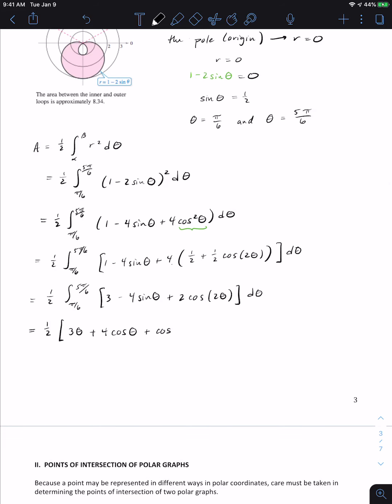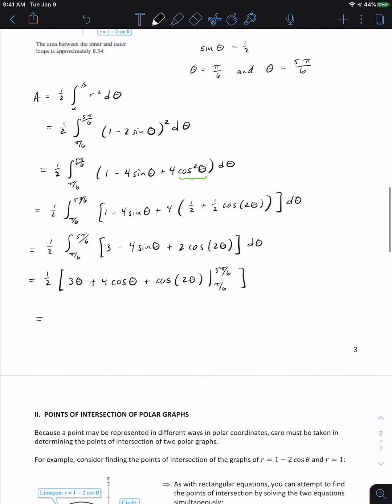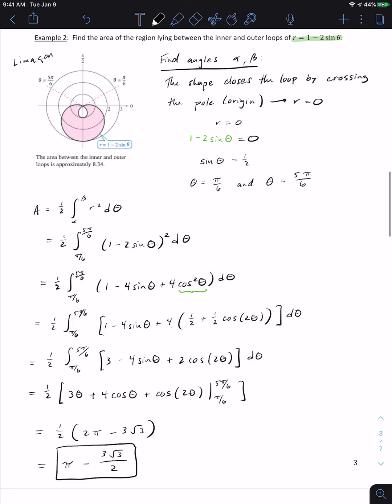So this ends up being just sine of 2 theta, and we evaluate that from pi over 6 to 5 pi over 6. I won't bore you with the details, but I end up getting 1/2 times 2 pi minus 3 radical 3, which gives a final answer of pi minus 3 radical 3 over 2. So that is my area for that limacon, or this pink part. Again, I didn't have to worry about the inside circle because that's part of the shape as long as I had the right theta or alpha and beta.